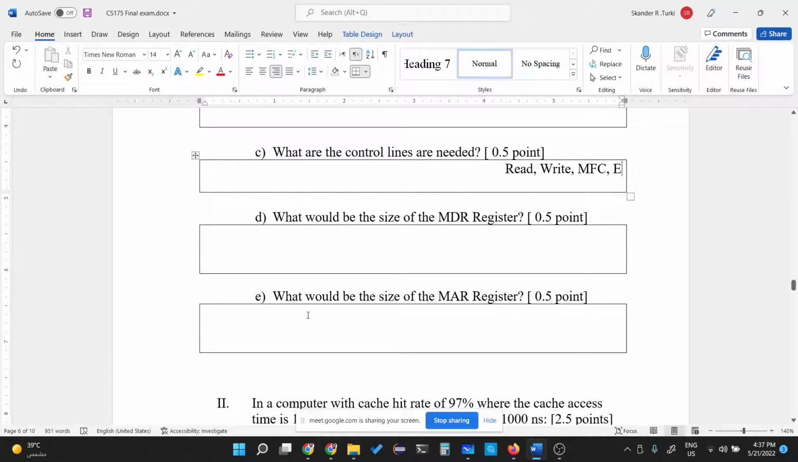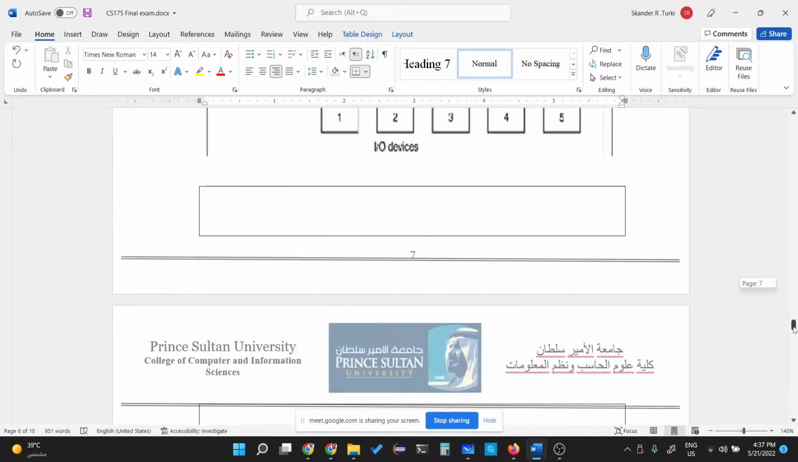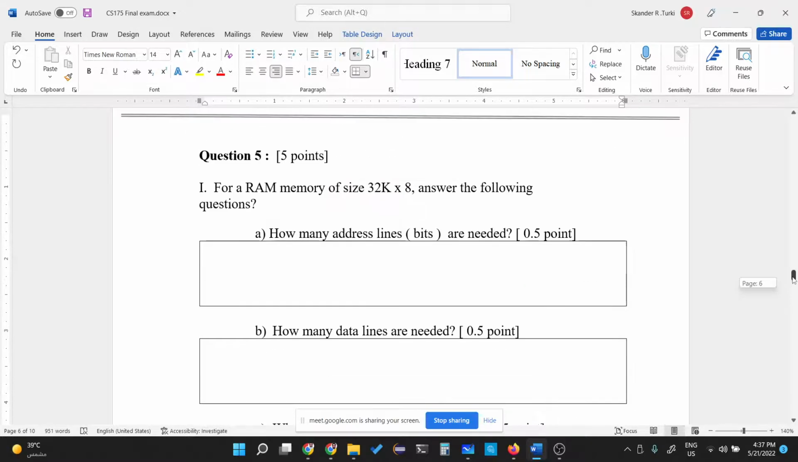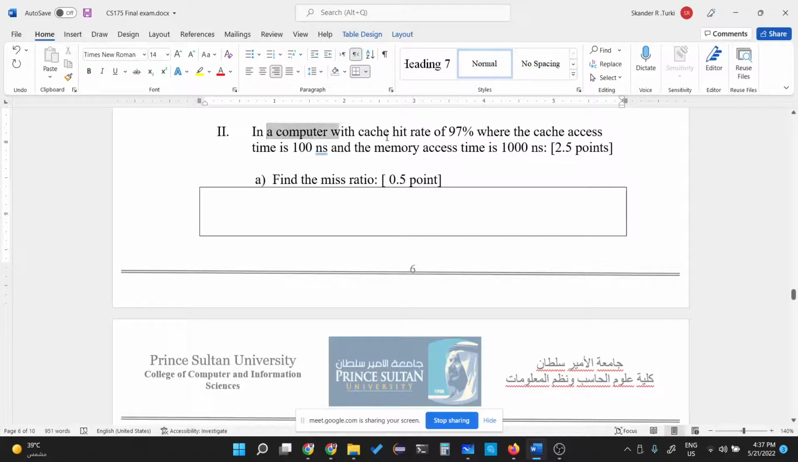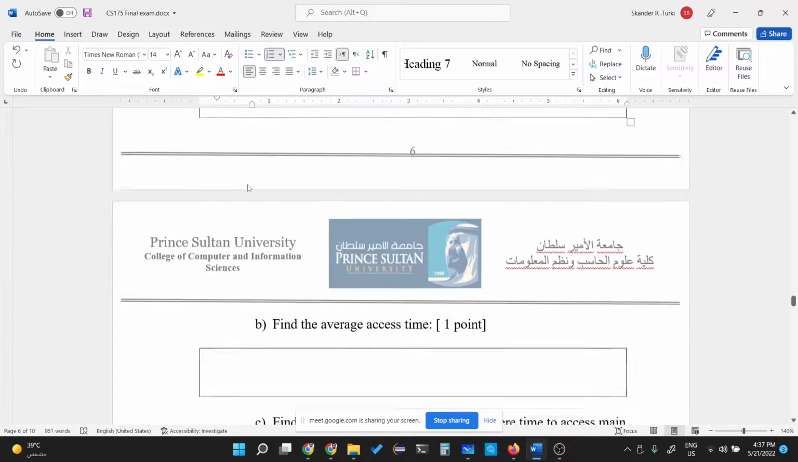Okay, so you have other questions? This one? Yes. In a computer with a cache hit rate of 97%, where the cache access time is 100 nanoseconds and the memory access time is 1000 nanoseconds, find the miss ratio. If the hit ratio is 97%, the miss ratio is 3%. That's it. You don't need this data to compute it.